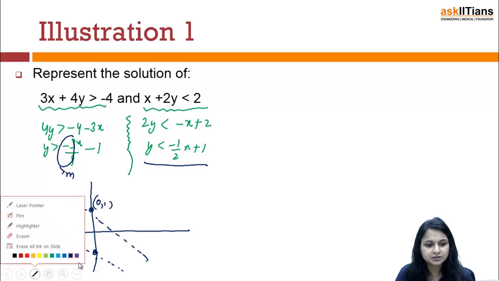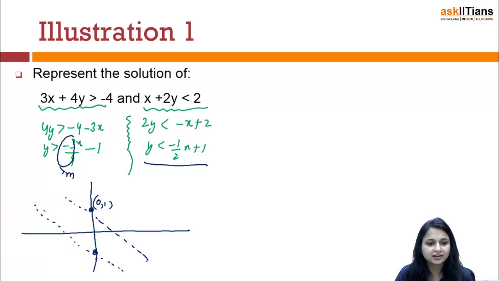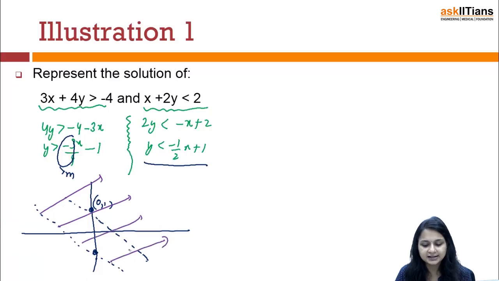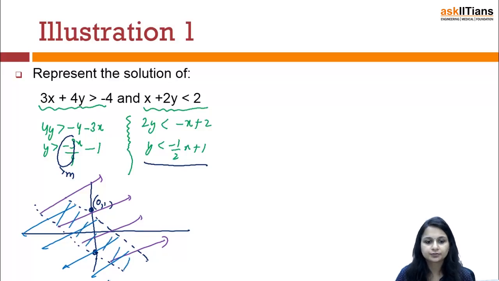how can I represent my solution? It is y greater than, so this will be the solution. In the next case, it is y less than, so I may say that it is downward. So it will be the solution below the line. So you can see that the overlapping region is between these two lines. So this will be my solution.